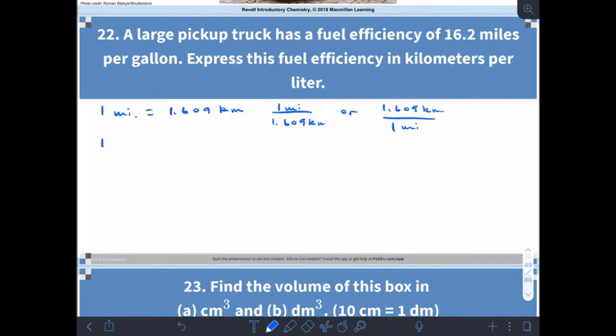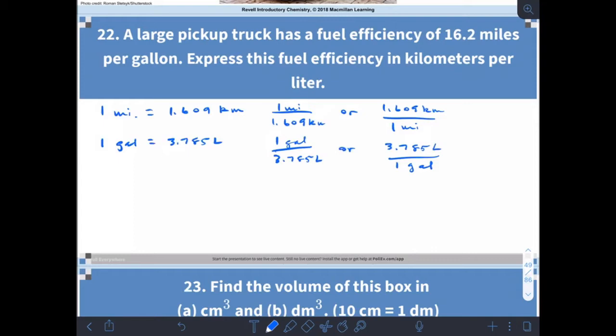The other one is 1 gallon is 3.785 liters. So I can do the same thing with this one: 1 gallon per 3.785 liters, or 3.785 liters per 1 gallon. Either way. Now I'm going to do this problem in 2 separate steps, to show you how this can work one step at a time.